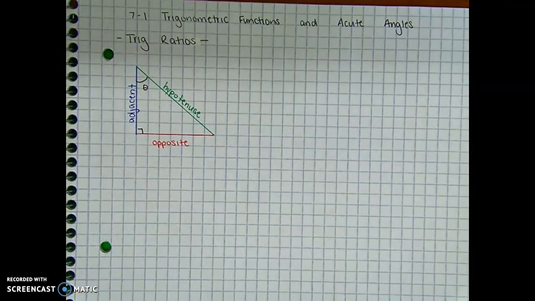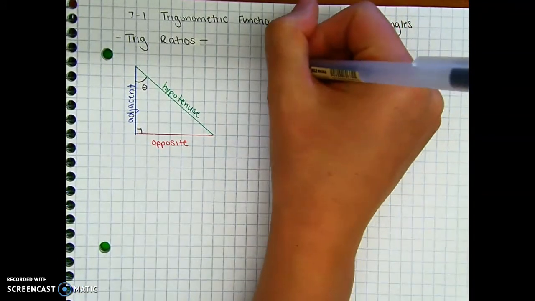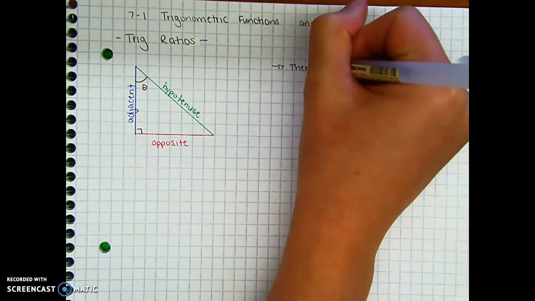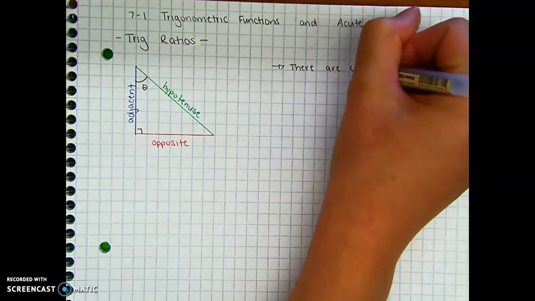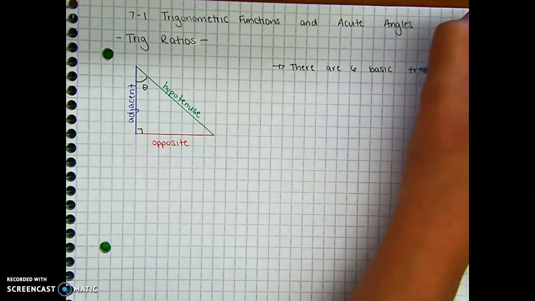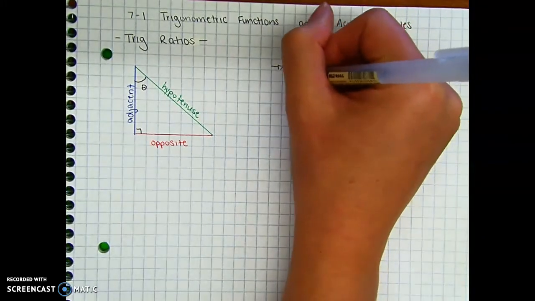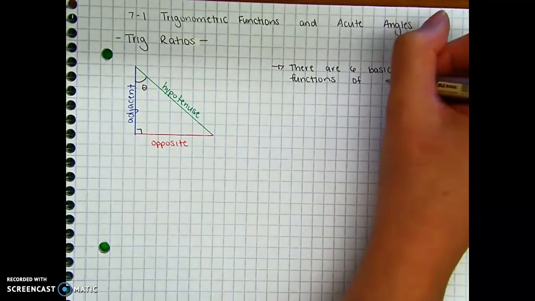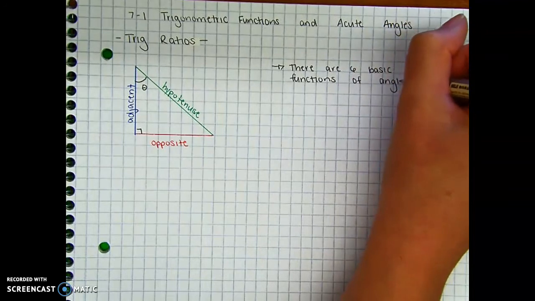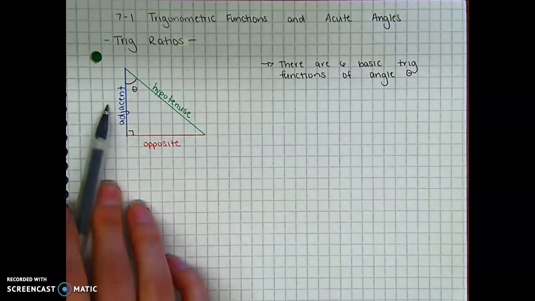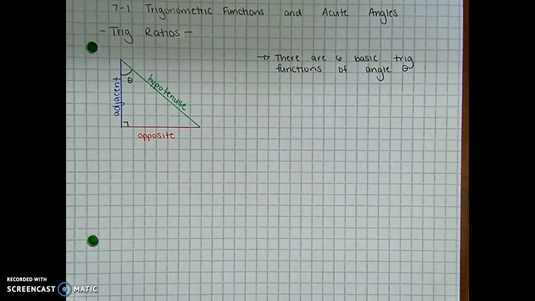Okay, so there are 6 basic trig functions of an angle theta. And if this were the angle, this would still be the hypotenuse, but this would be opposite and this would be adjacent. Okay, so you know 3 of them, right?